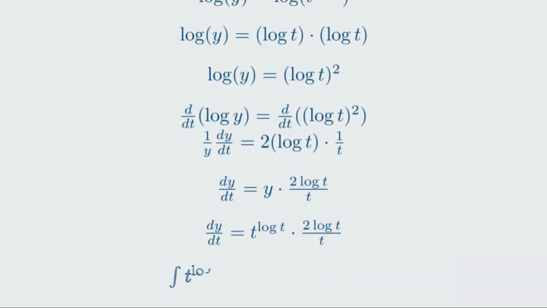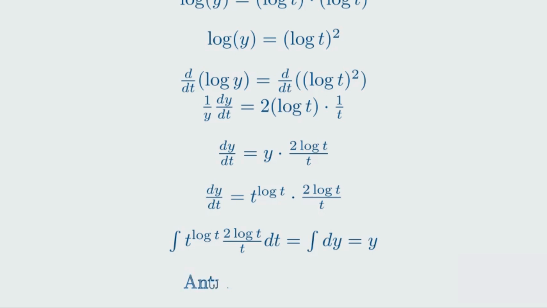Therefore, the integral of t to the log t times 2 log t over t dt is equal to the integral of dy, which is just y. And since y is t to the log t, we found our antiderivative. The integral is t to the power of log t. We have successfully evaluated this complex part of the problem.